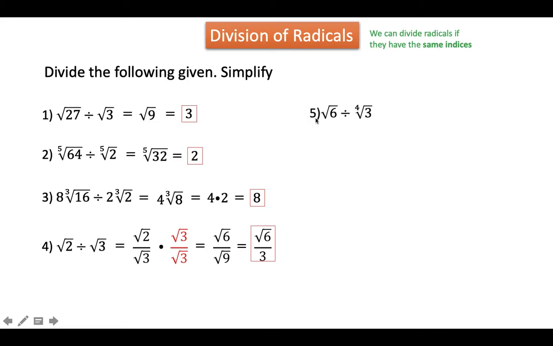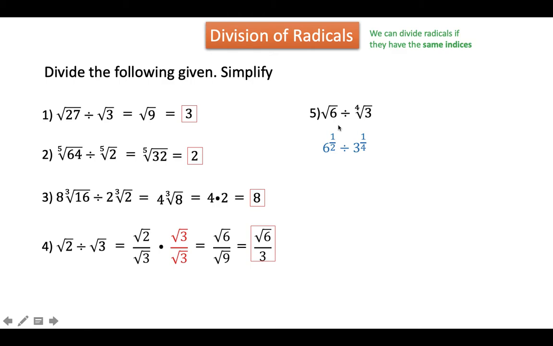For our given number 5, square root of 6 divided by 4th root of 3. So notice that our indices are not the same. The index here is 2. The other index is 4. So definitely, we cannot divide them. But we can do something to make these indices the same, so we can divide them.